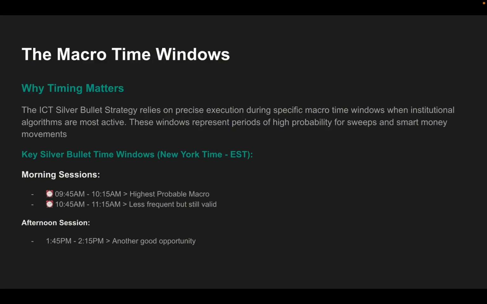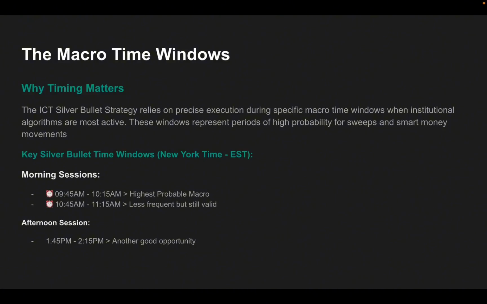Anyways, the morning sessions. These are the most high probable macros. Obviously the first, and the most high probable macro, is 9:45 to 10:15 a.m. Loads of people say it's 9:45 to 10:15, some of us say it's 9:50 to 10:10. It's just a 5 minute difference, guys. It doesn't really matter. As long as you're getting your entry around 9:45 onwards, you're going to be good.